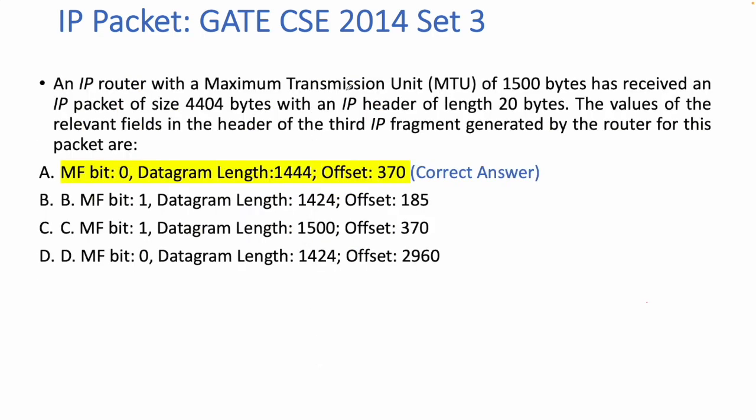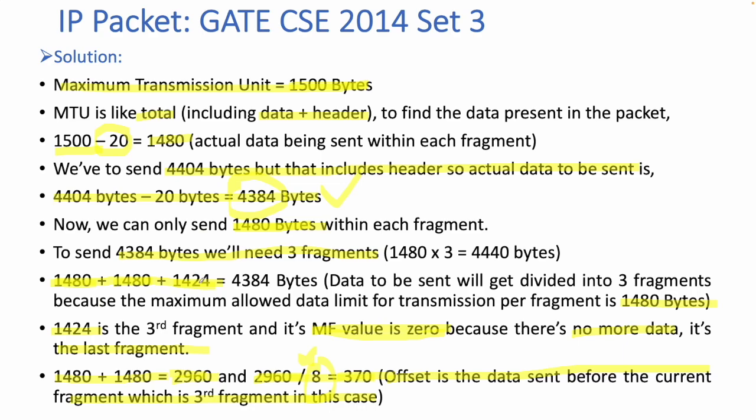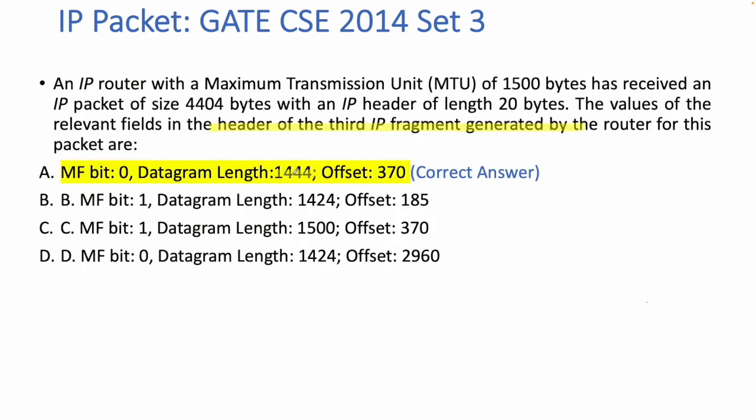So the answer for this question, the values of the relevant fields in the header of the third fragment generated, is: MF value is 0 because it is the last fragment, and datagram length is 1444. Why? Because we have also added the 20 bytes of header to the 1424, so 1444. And offset is 370 because we have sent 2960 bytes before it and divided by the scaling factor, 8, so 370 is the answer, right? So option A is the answer.